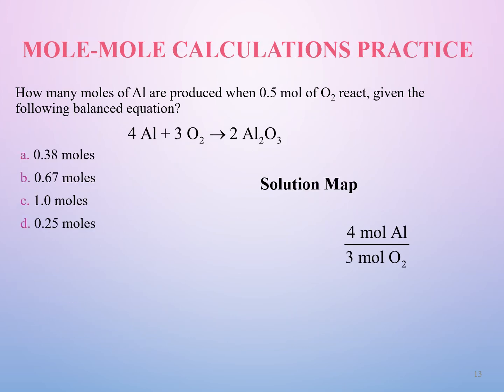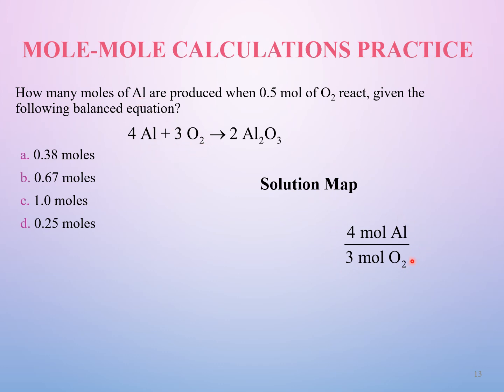So here's the next question. How many moles of aluminum are produced when 0.5 moles of O2 react given the following balanced equation? 4 of aluminum plus 3 of oxygen will give you 2 of aluminum oxide here, which is Al2O3. So our relationship here is going to be between oxygen and aluminum, where we know it's 3 moles of oxygen to 4 moles of aluminum, right there.